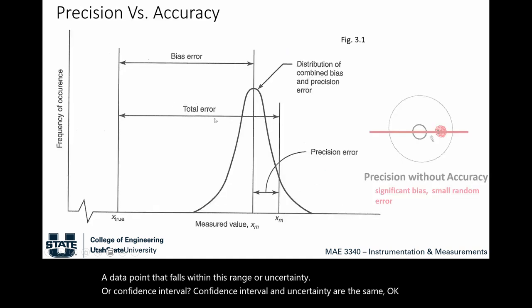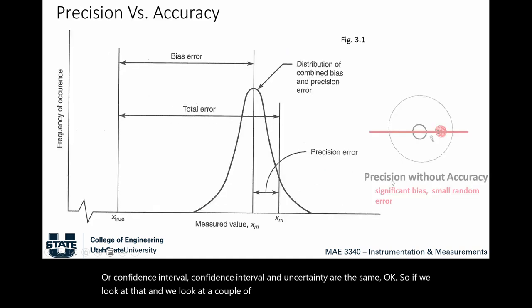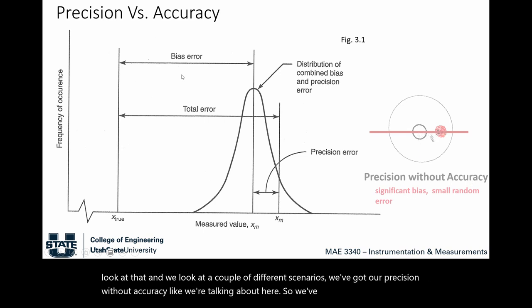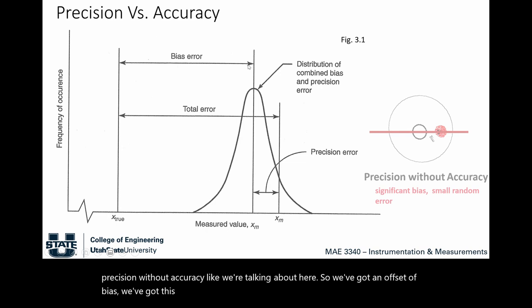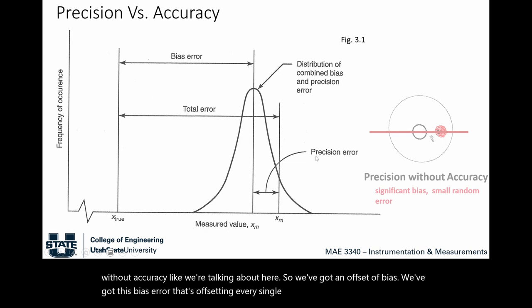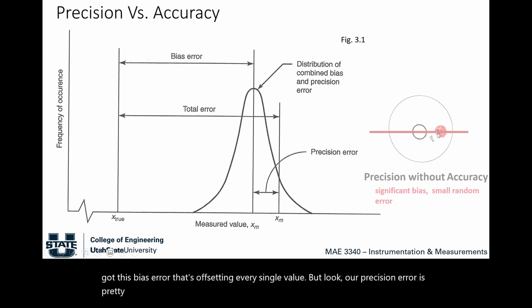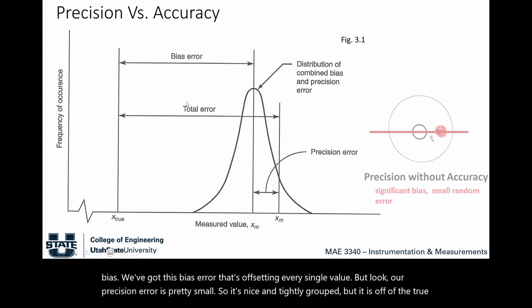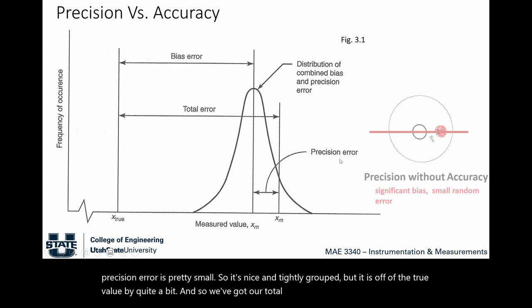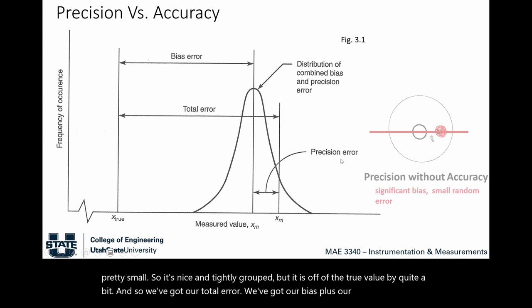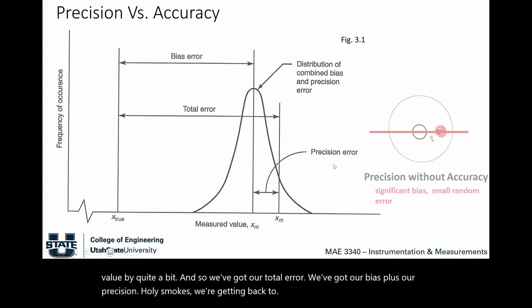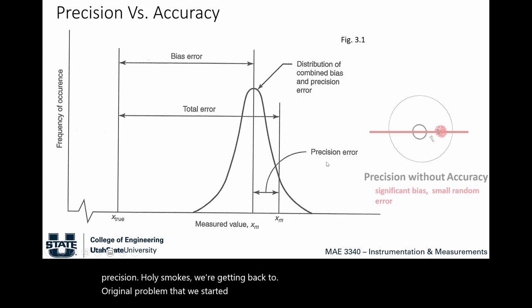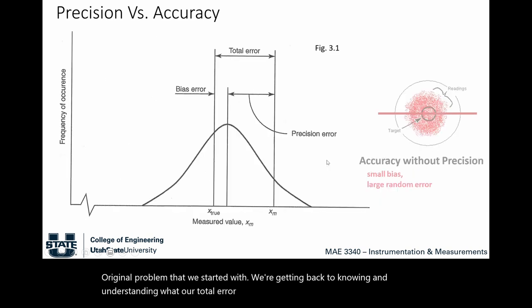Okay, so if we look at a couple of different scenarios, we've got our precision without accuracy, like we're talking about here. So we've got an offset, a bias. We've got this bias error that's offsetting every single value. But look, our precision error is pretty small, so it's nice and tightly grouped, but it is off of the true value by quite a bit. And so we've got our total error: our bias plus our precision. Holy smokes, we're getting back to the original problem that we started with. We're getting back to knowing and understanding what our total error, or total uncertainty, is.